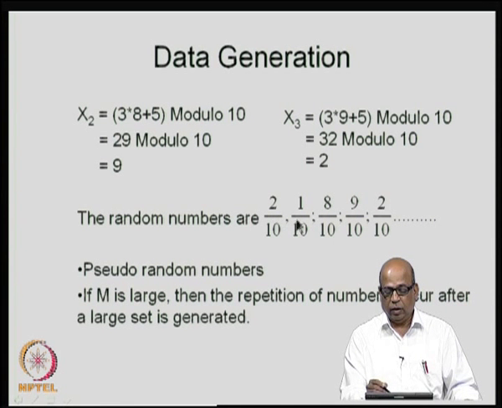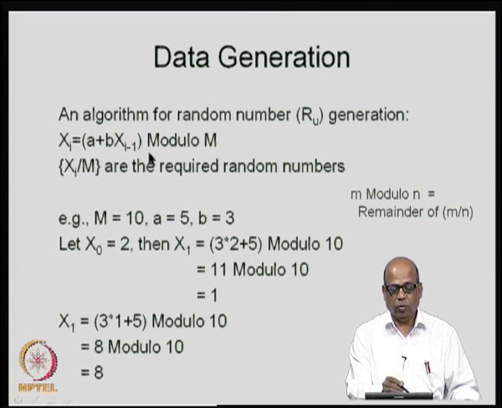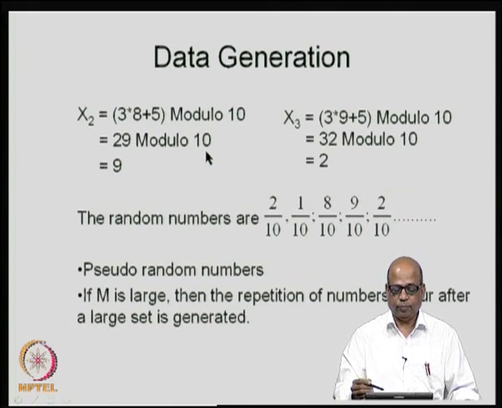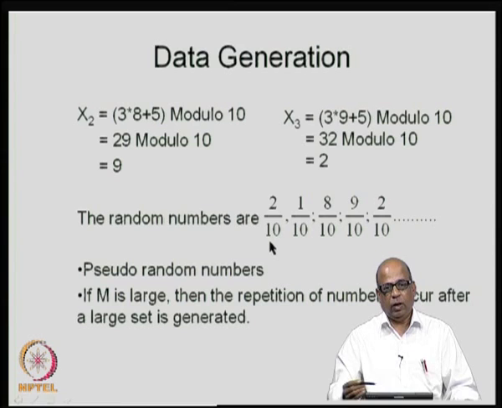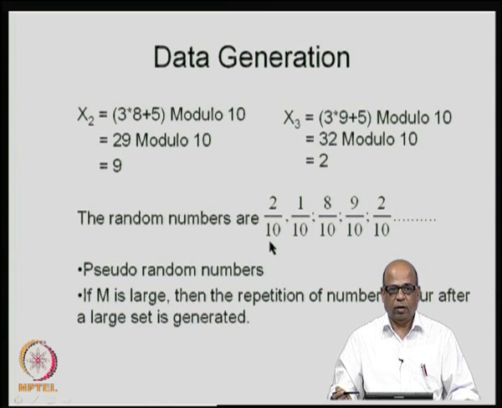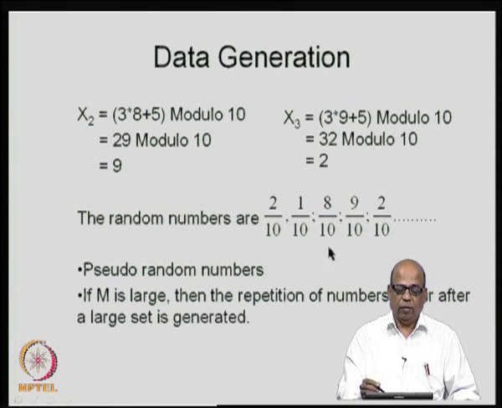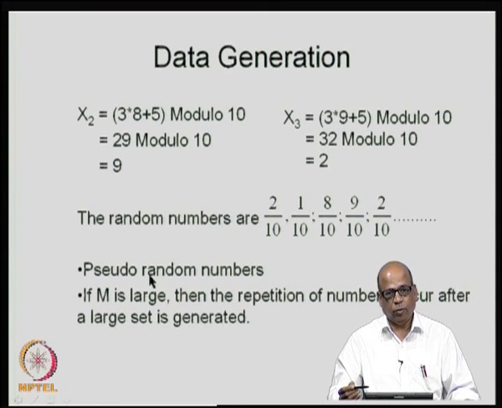The length of the sequence before it actually repeats depends essentially on this number m, but also to some extent on these parameters. So, the larger the value of m, the larger is the sequence that you will be able to generate. This is one of the ways by which you can generate uniformly distributed random numbers, and remember, they are really pseudo random numbers.